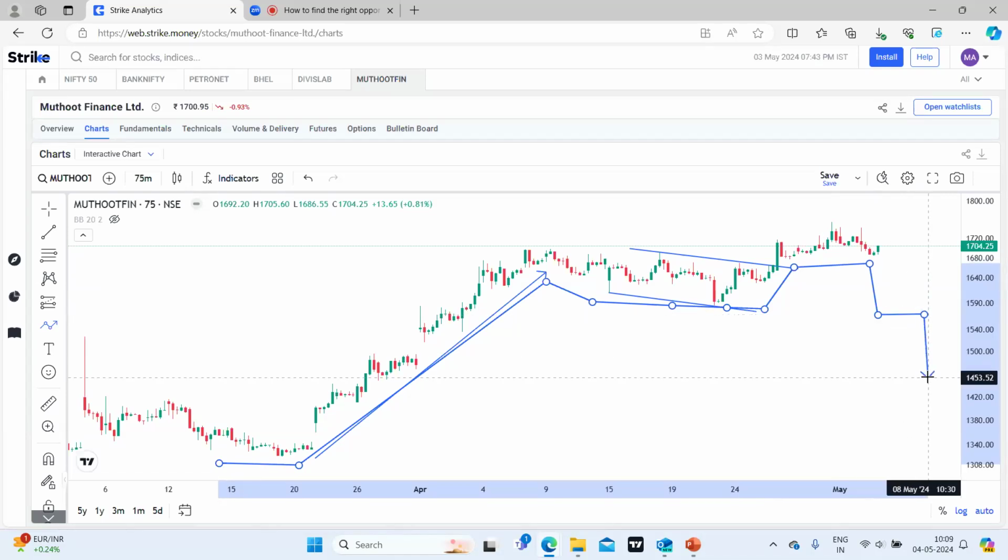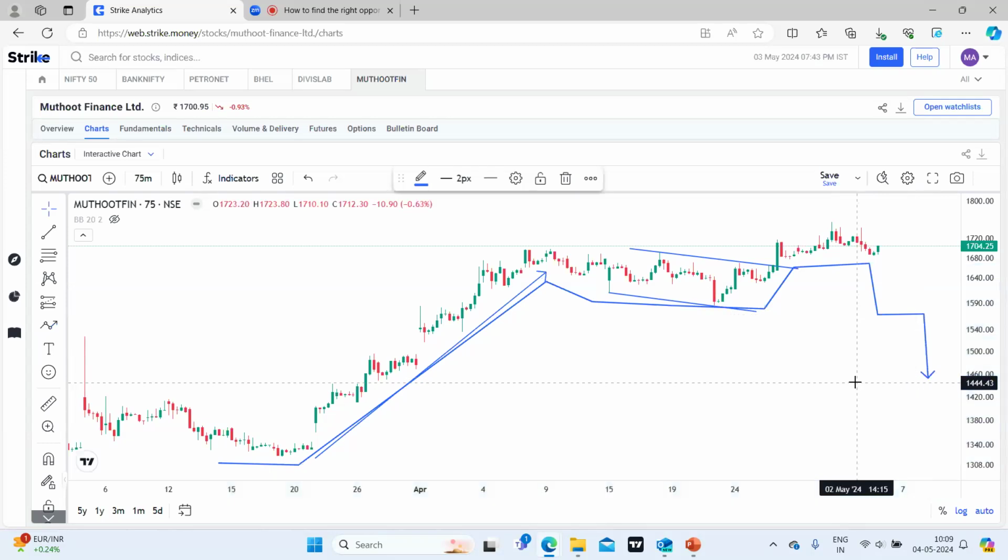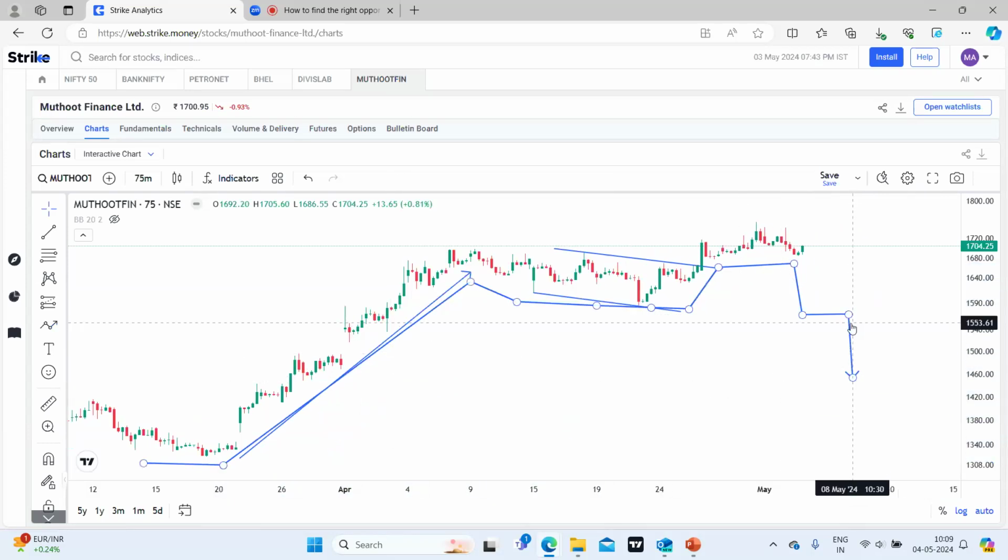Then the price drops. So this phase is basically your short build up. And once the person who has shorted starts booking profit, there is always a V-shaped recovery. In short covering there is always a V-shaped recovery, because the shorts are covered at a very quick pace.